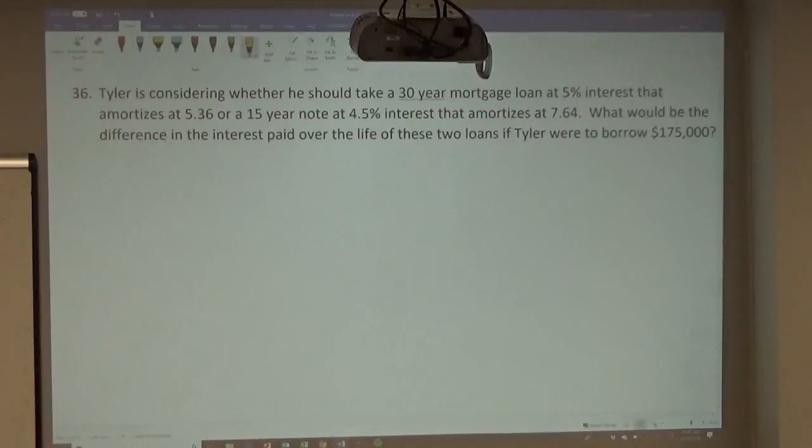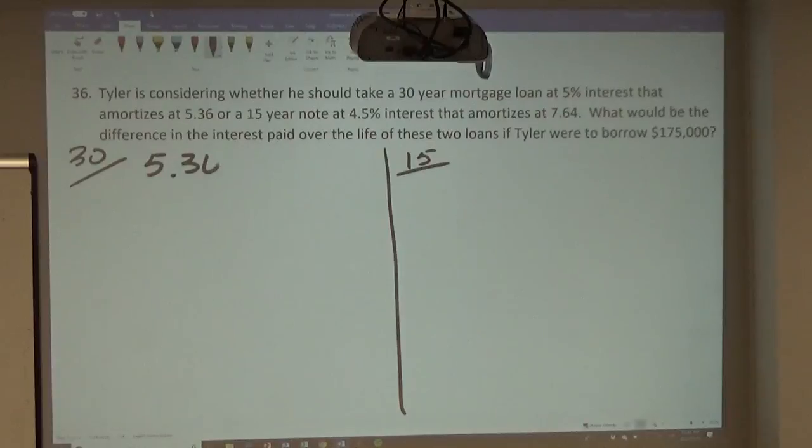So I'm just going to draw a line down the center of my page here, divide them out so we can work with 2 loans. We're going to do the 30-year over here and the 15-year over here, and then we're going to compare the 2. For the 30-year, we know that the amortization is $5.36 per 1,000 borrowed. That's what an amortization factor is.